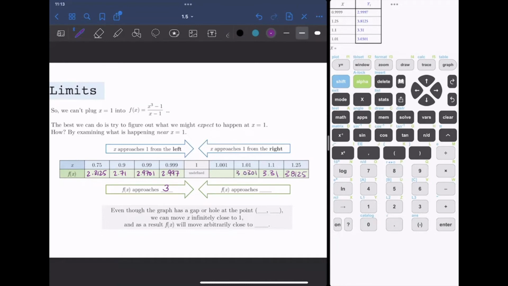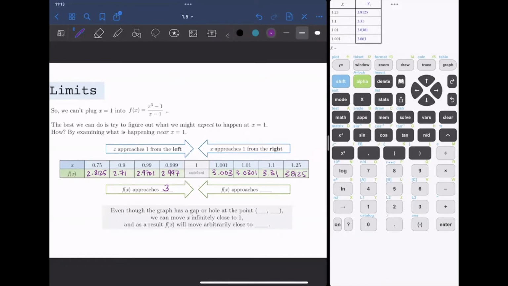We can do 1.001. That's closer to 1, but a little bit bigger than 1. And we plug that in, we get 3.003. Now we could keep going. We could do 1.0001, 1.00001, and we could get closer and closer to 1, but there'd be no ending to this. We could get as close as we want.